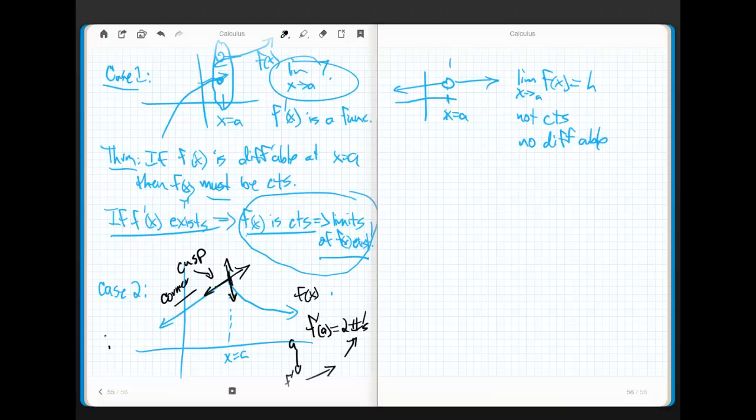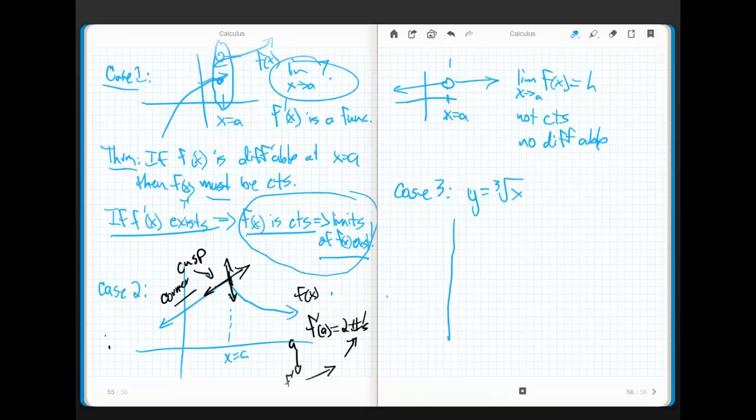Okay? Let me change back to blue. We'll play with these some more in class. I just want to give you the intro. Okay? Let's look at case 3. Case 3 is most easily exemplified by y equals the cube root of x. Can you visualize that sucker in your brain? It looks like this. All right?